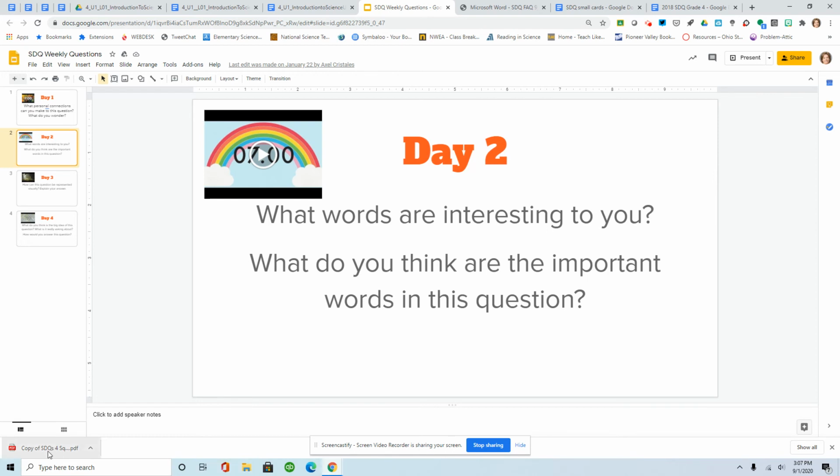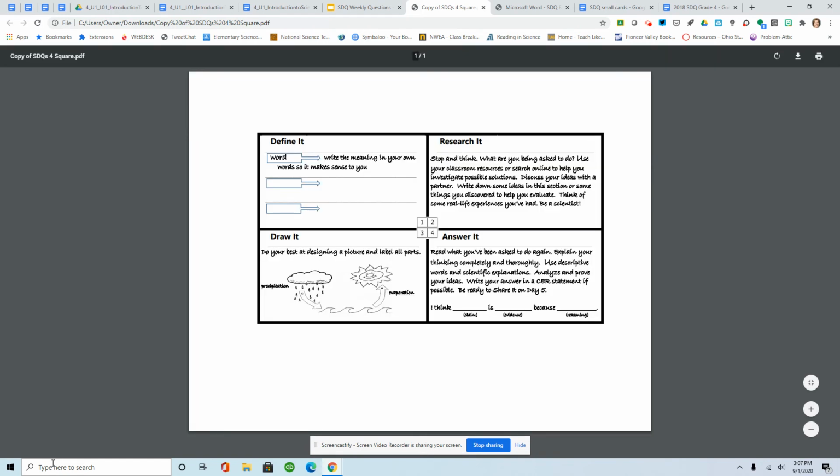Another thing that has been made by a teacher is called a 4-square. This was developed later in the year, and so I'm pretty sure this was a 5th grade teacher. The kids were super familiar with doing these. And so on day 1, they define it. On day 2, they do a little research. What are you being asked to do? Use classroom resources such as the Science Thesaurus and discuss some ideas. Day 3, they draw it. And day 4, they answer it.